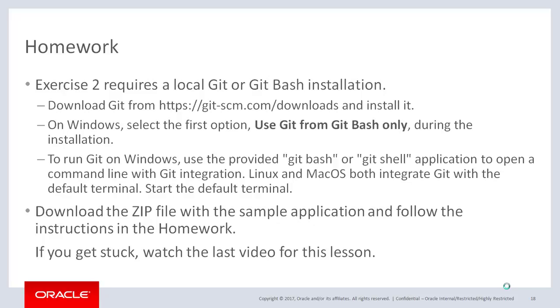To run Git on Windows, use the provided Git Bash or Git Shell application to open a command line with Git integration. Linux and Mac OS both integrate Git with a default terminal. Start the default terminal. Download the zip file with the sample application and follow the instructions in the homework. If you get stuck, watch the last video for this lesson.